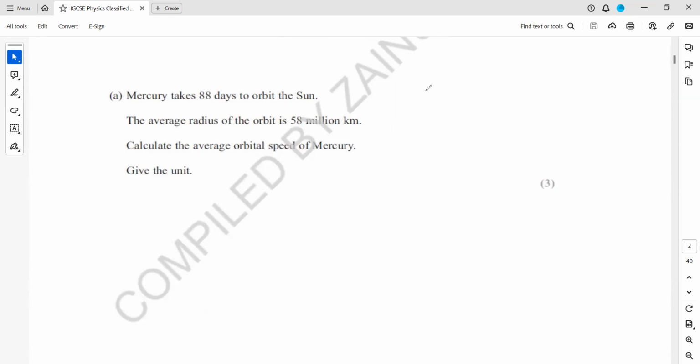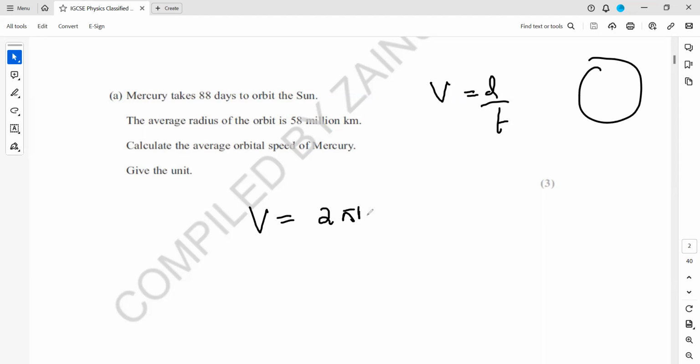So how to calculate? We have the formula: speed is distance over time. But whenever an object moves in a circular path, the distance is the circumference of the path. So speed will be equal to 2 pi r divided by t. So it will be 2 pi, which is 3.14. And what about the radius? 58 million kilometers. So I can say it will be 58 million, meaning 10 power 6.